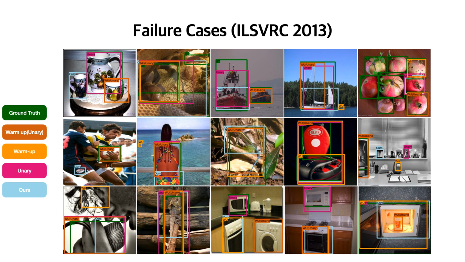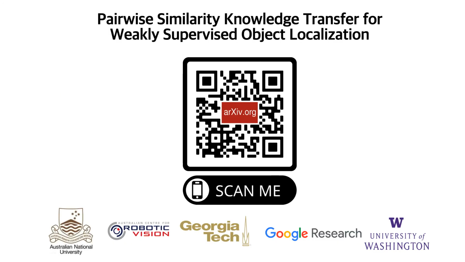Here are some failure cases on the ImageNet detection dataset. In most of the cases, our method fails to capture the whole object. In other cases, the algorithm failure is due to visual similarities among multiple instances in an image. For more details and additional qualitative results, please read our full paper.